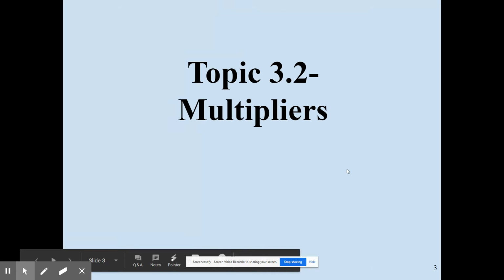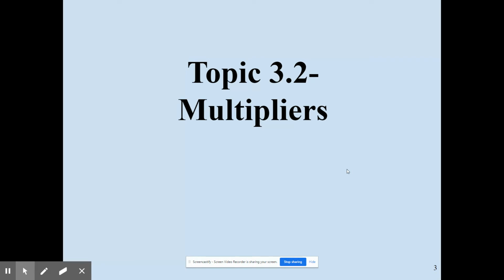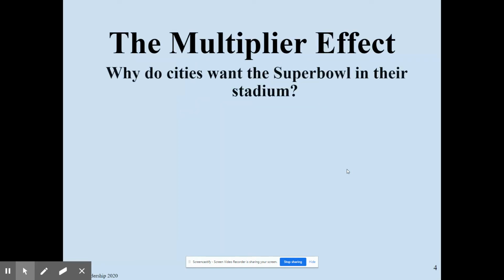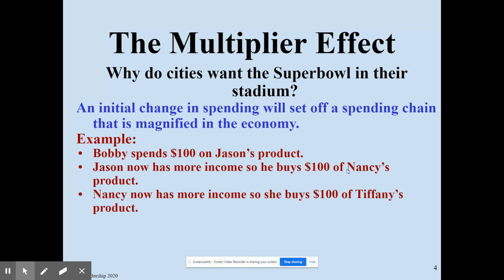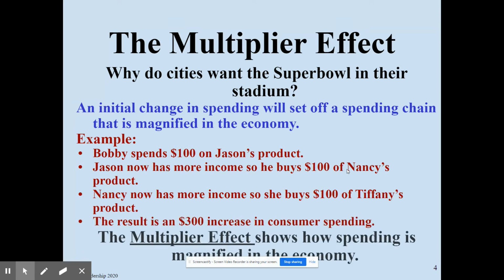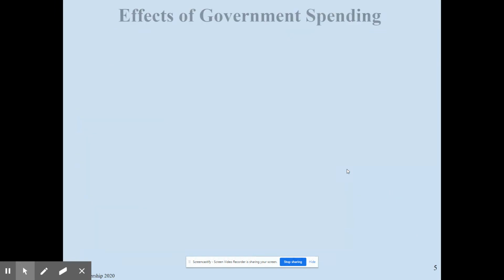Today we're going to talk about topic 3.2, multipliers. The multiplier effect is the initial change in spending that sets off a spending chain that will be magnified in the economy. For example, if Bobby spends $100 on Jason's product, Jason has more income. So he spends that money on Nancy's product, and so on and so forth. The result is a $300 increase in consumer spending, not just the initial $100. The multiplier effect shows how spending is magnified in the economy.